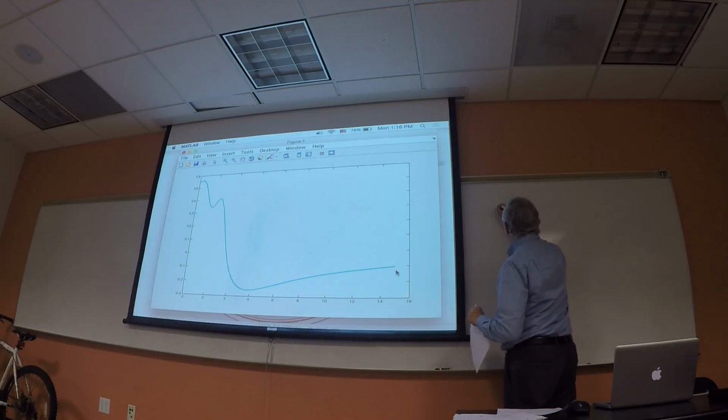So again, let's just remind ourselves what we have over here. So this is just a vertical. We've got a pendulum, mass m, and it's a massless rod, right?